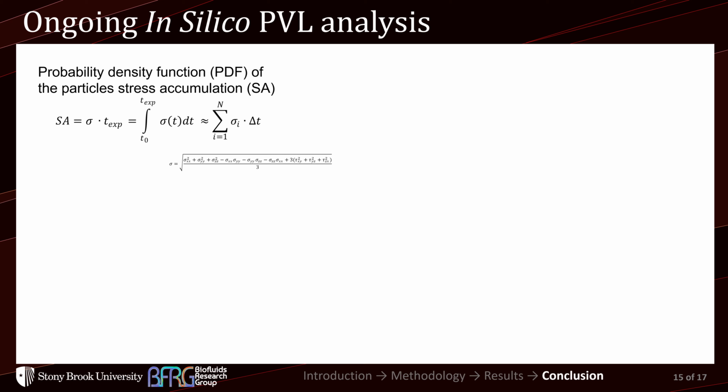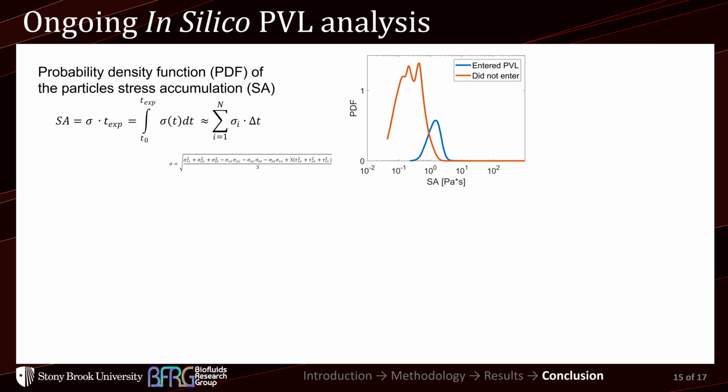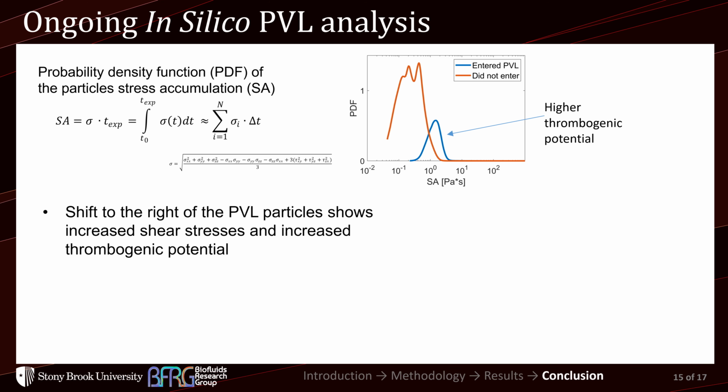So what we do in our lab is determine a thrombogenic potential from a stress accumulation tensor. This is basically the average stress on the particle tracked over time and accumulated throughout its trajectory. From this, we determine a probability density function. So in this model, I'm able to distinguish between the particles that entered the PVL domain versus those that didn't. And we can clearly see that because the PVL particles are shifted to the right, they have much higher potential stress accumulations, thus a greater increased thrombogenic potential associated with them.